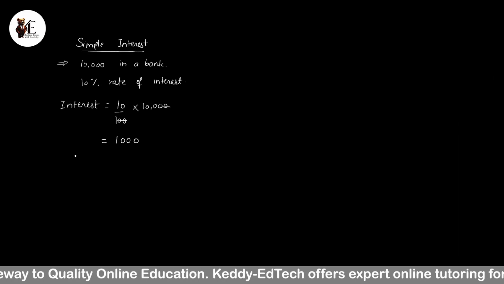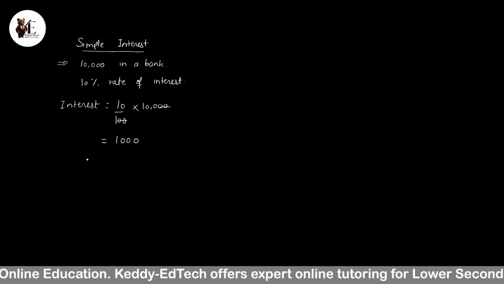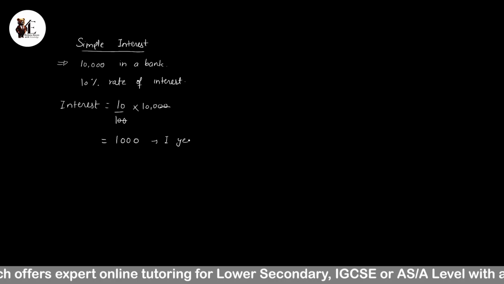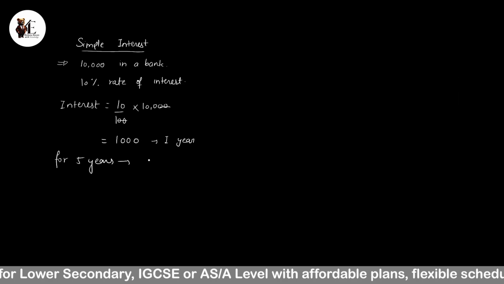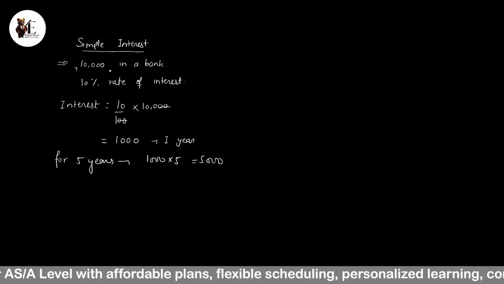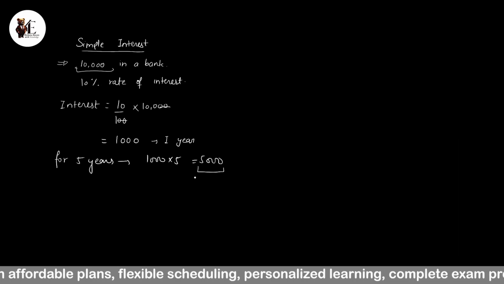So that will be 10%, that is 10 over 100 of 10,000. So these two zeros will be cancelled out. So in 1 year, you will be getting 1,000 rupees. And let's say you keep this amount in a bank for 5 years, and you want to calculate what will be your amount after 5 years. So interest is 1,000 for 1 year, and for 5 years, you just multiply 1,000 by 5. So that will become 5,000. So initially your amount was 10,000 and the bank is paying you 5,000 as interest.